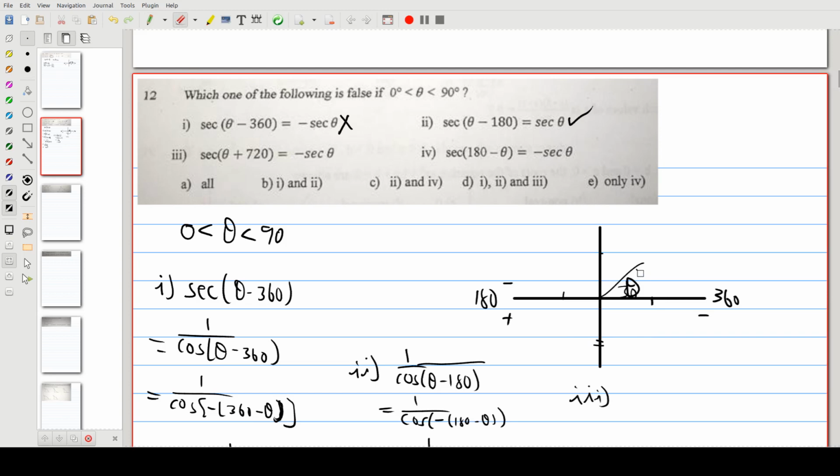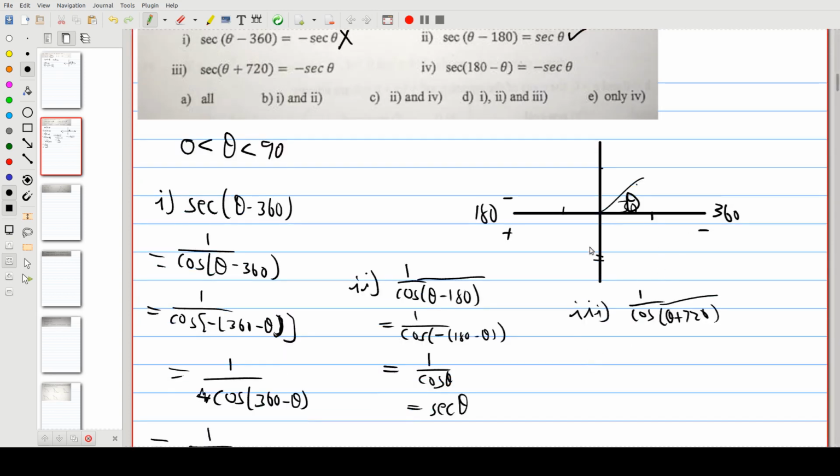Okay, so the third option we have, let's erase our visual again so we can draw it from scratch. Sec of theta plus 720, so that's just 2 revolutions. That's the same as 1 over cos of theta plus 720. So theta plus 720, that's 360, 720, so that's still positive. So that's still 1 over cos theta, which is the same as sec theta. So it's not negative sec, it's positive sec.